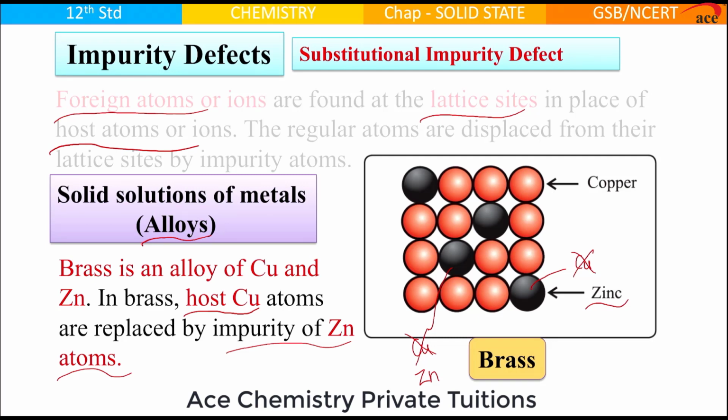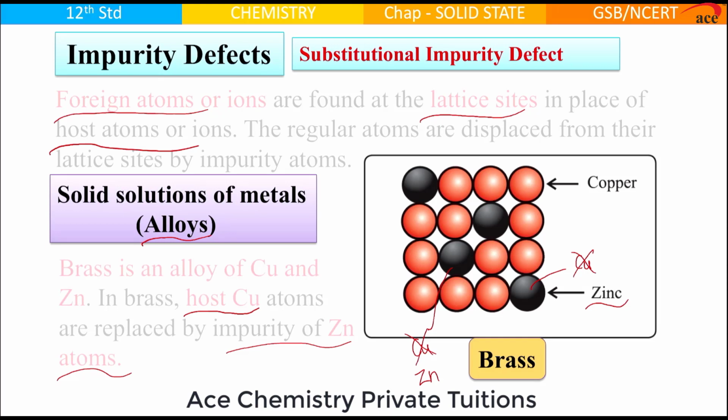The question is, why does zinc occupy the position of copper? Because the size of zinc and copper is almost the same. You already know the atomic number of copper is 29, atomic number of zinc is 30. So, they are next to each other, so their sizes are almost the same. So, zinc cannot accommodate itself in a void, so it will take the position of copper. This is an example of substitutional impurity defect, where zinc substitutes copper host atoms' position.